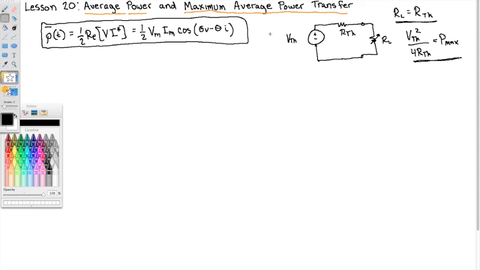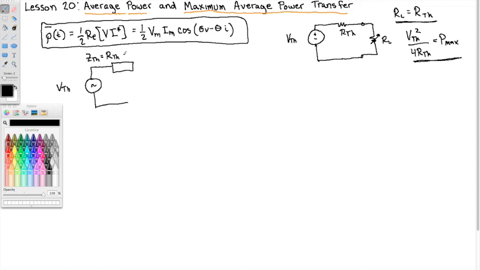Alright, so we're just going to do the same thing with AC circuits. So in the last video, you found a way of finding the Thevenin voltage of an AC circuit and a Thevenin impedance. And we're going to write that Thevenin impedance in terms of its real part, call that R Thevenin, and its imaginary part, call that X Thevenin. Okay, so we're writing it in rectangular form.